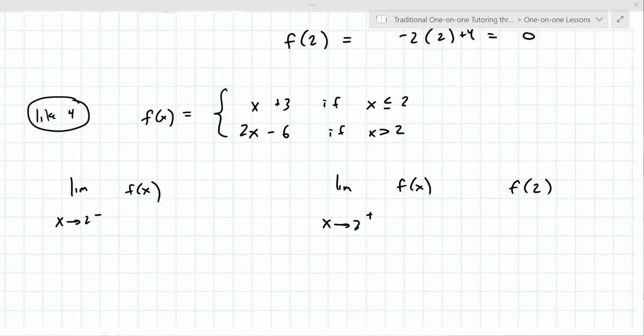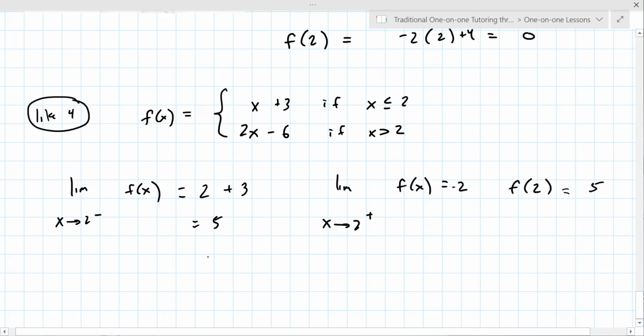So 5 for the left. Okay. And then, is that right? Yes. Okay. And then for the right, you're going to do the other one, 2 times 2, -2. Okay. And then how about at f of 2? What is f of 2 equal to? 2 plus 3, 5.